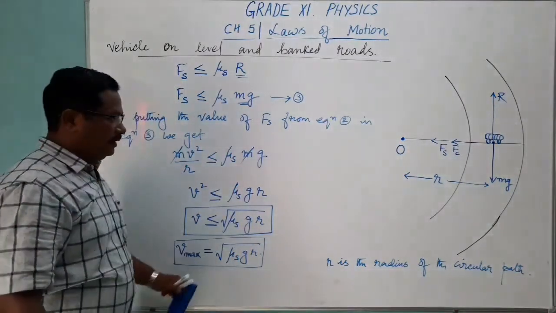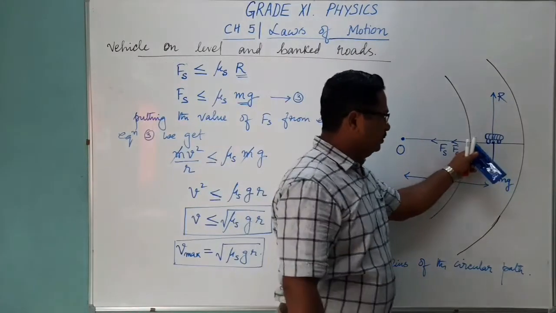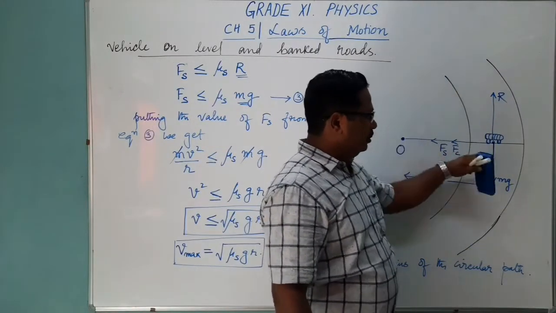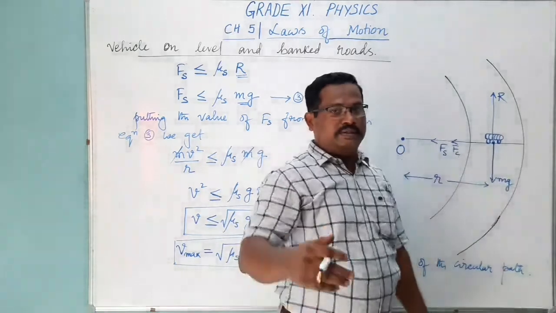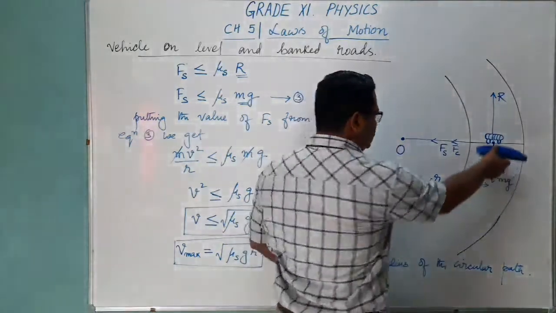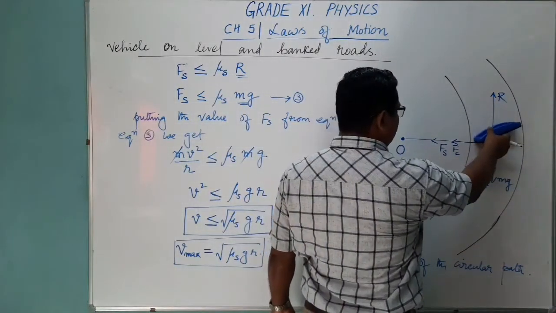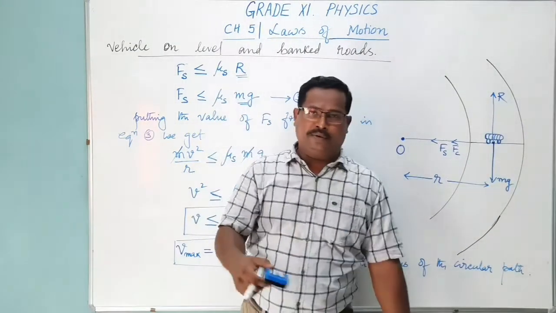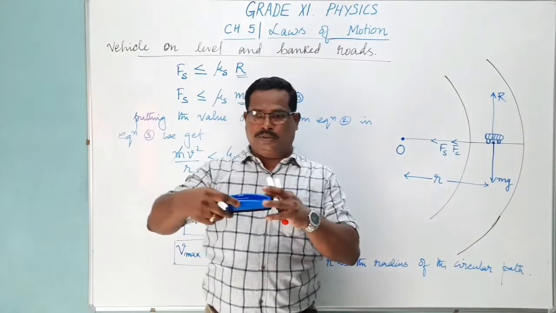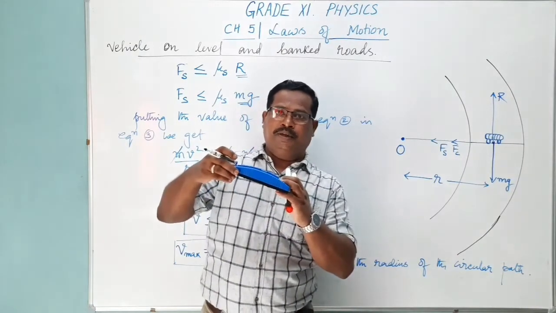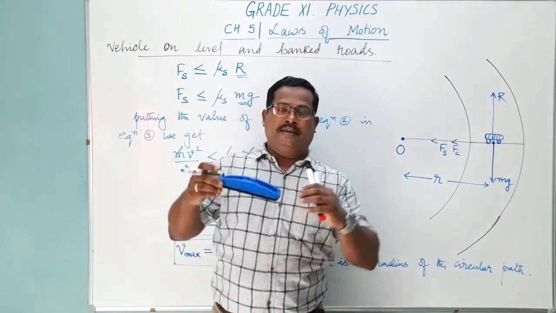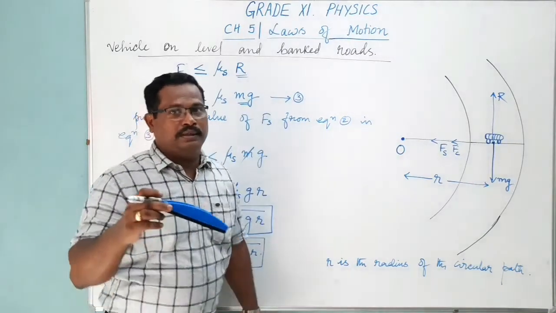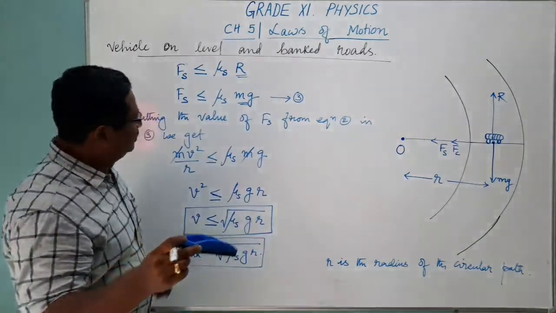So like this you can find out for a level road, that means the road is leveled in the turn. Now the second case we will see: if the road is not level, if it is banked, then there is an advantage. Whenever there is a turn on a highway, you will find that the roads are not flat, a little bit it will be banked. Then in that case, with what velocity we can travel on the road, that we can calculate.